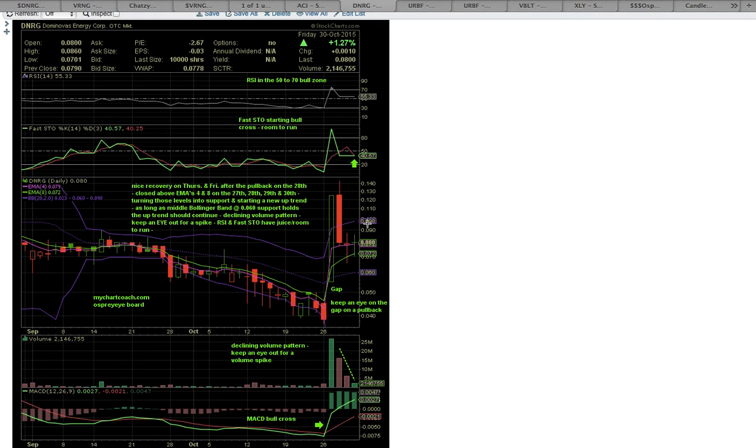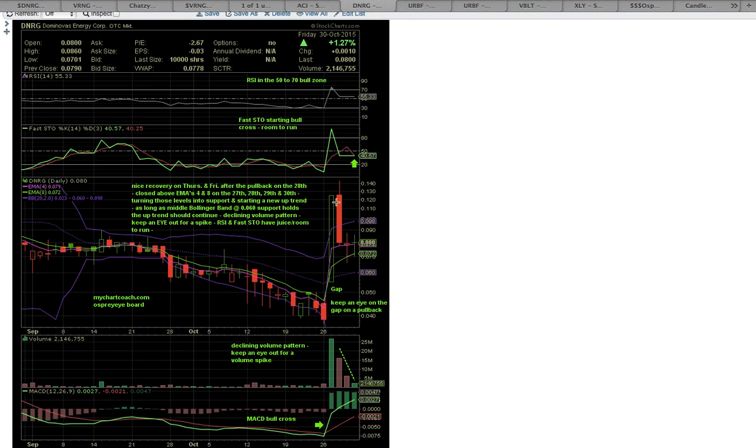Then look up here at Fasto. You have a bullish crossover started. The Fasto is starting a bullish crossover and has juice to run. It's not overbought until 80 gets hit. So you see there's lots of room before it would be overbought on Fasto, and then RSI is up here in the bull zone between 50 and 70. That's actually the sweet spot. It corrected from being overbought on Tuesday, and so now this is what we like to say: there's juice, there's room to run. That's good. That's what you want to see on a bounce play.